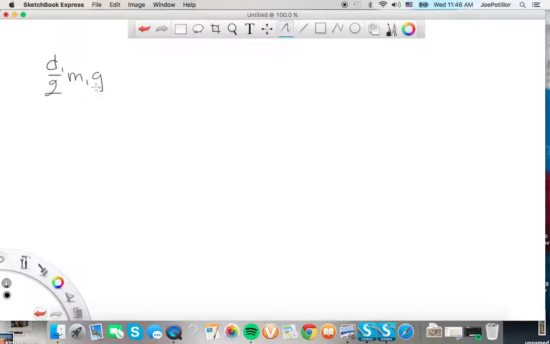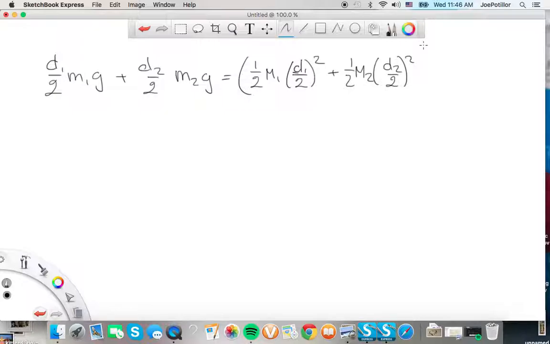d1 over 2 m1g plus d2 over 2 m2g equals 1/2 m1 d1 over 2 squared plus 1/2 m2 d2 over 2 squared times alpha plus d2 squared over 4 little m2 alpha minus d1 over 4 squared M1 alpha. Whew. Ugly, right?